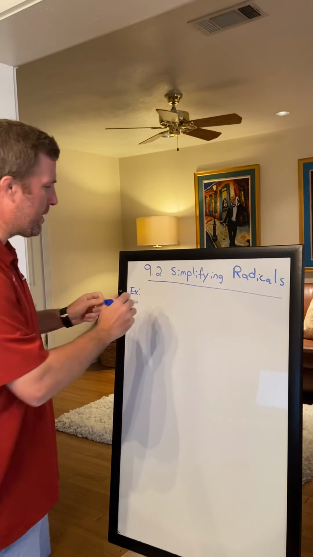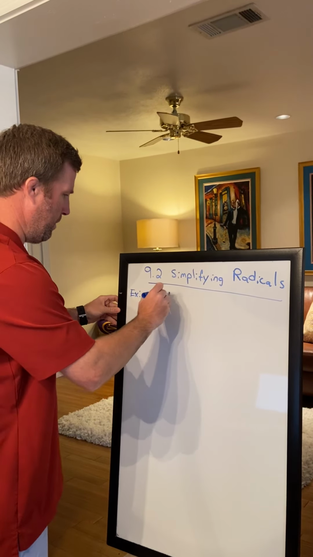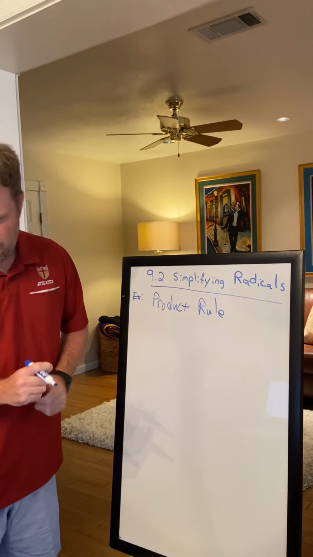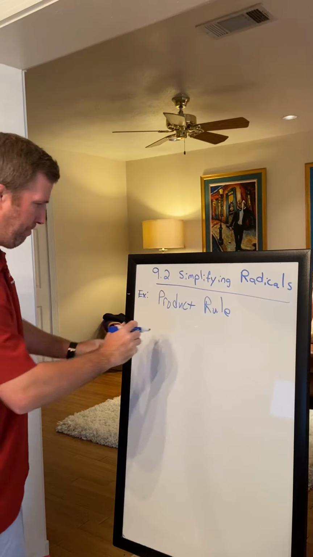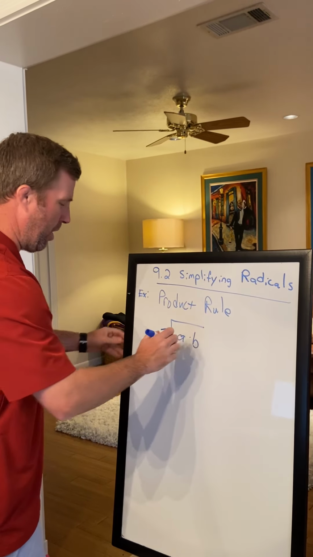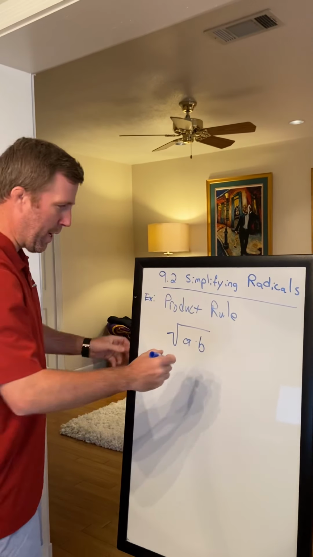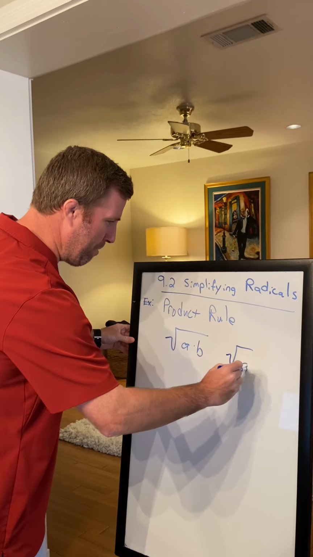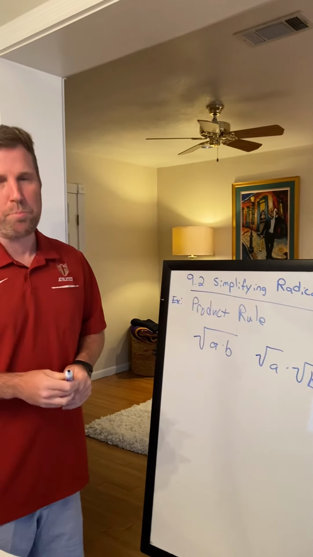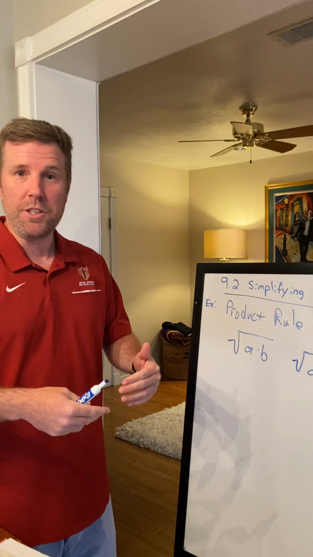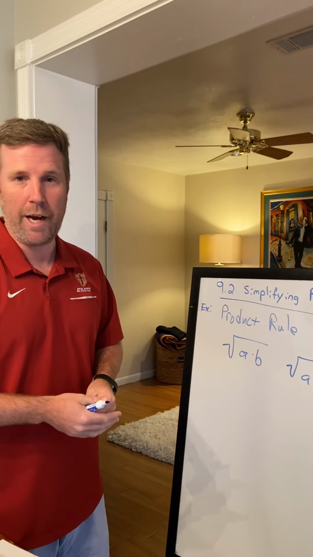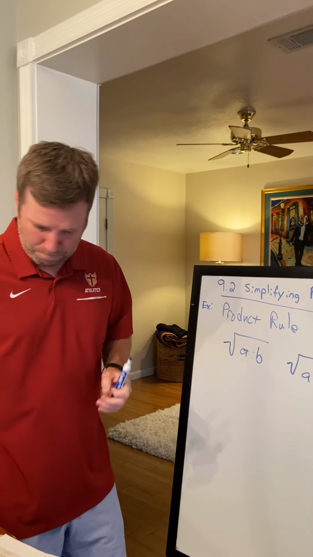So our product rule states this. Our product rule says that if you have the square root of a times b underneath your radical, you can break it up into the square root of a times the square root of b. That's our product rule, and that's what we're going to use to simplify these square roots that are not perfect squares. Okay? So let's do a couple examples now.